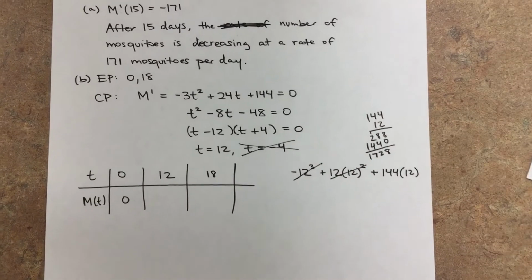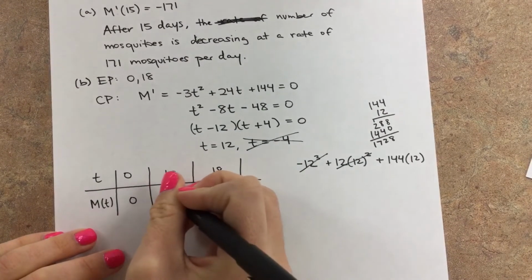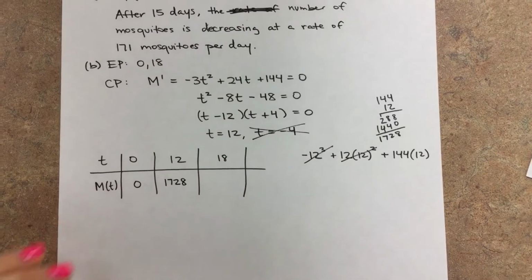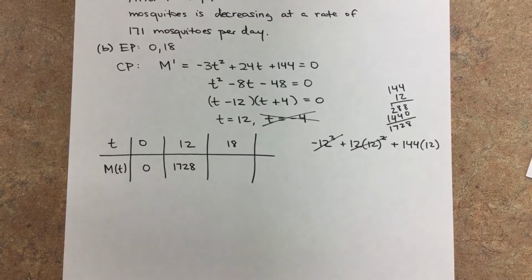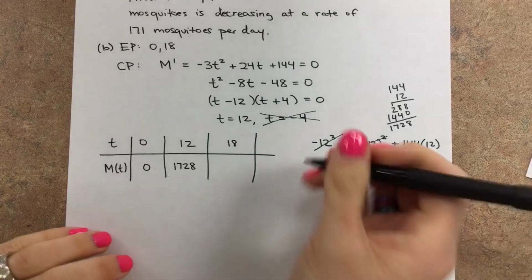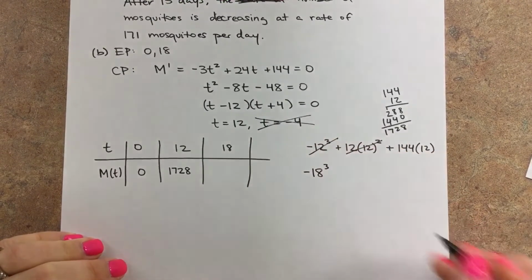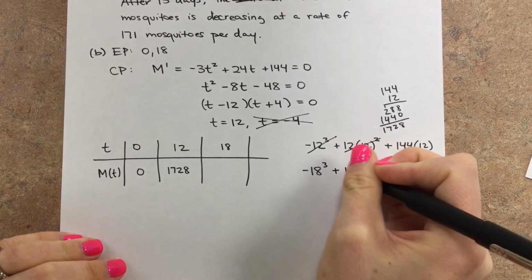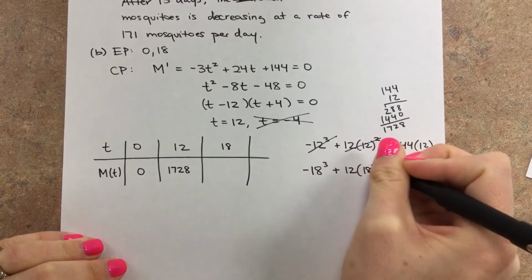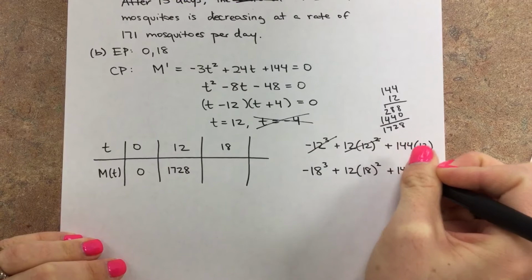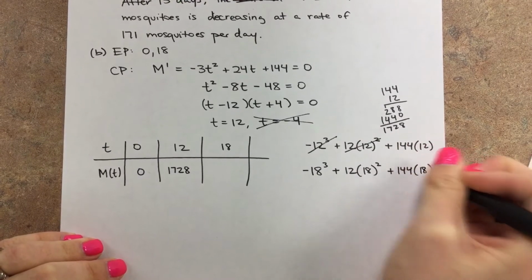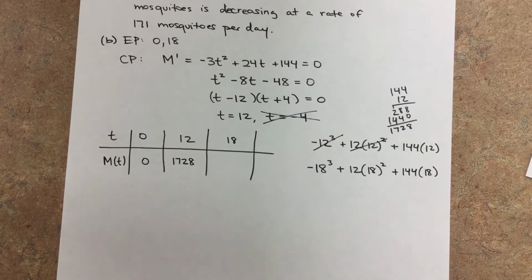Okay, so we have 1728. Okay, so big number here. So now we can do our 18, which is going to be a little bit less fun because we're not going to have that nice canceling thing happening here. Okay, so these values get plugged in.